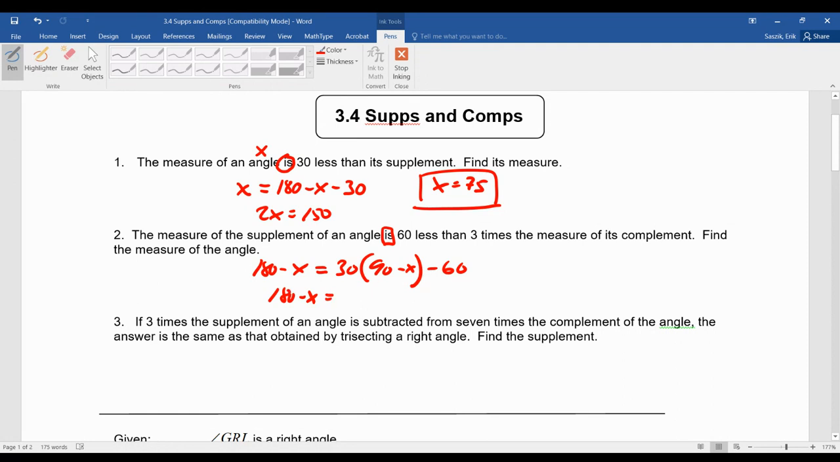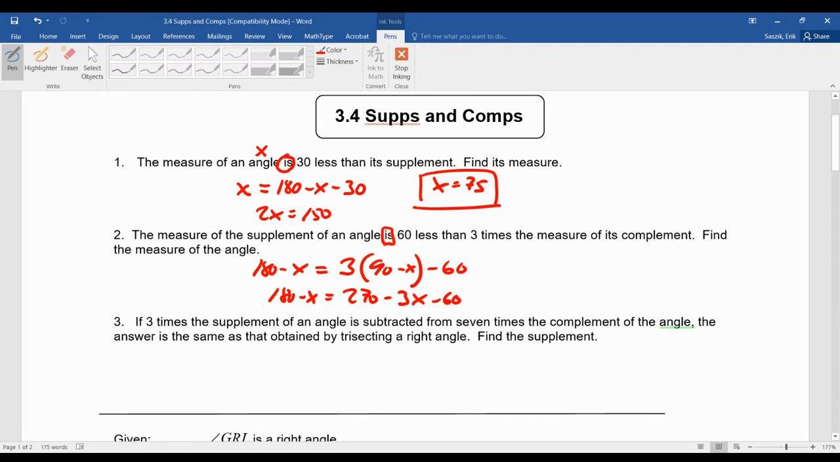So we do a little distribution. And folks, I'm sorry about this mistake. I don't know why I wrote this 30. That 30 was supposed to be just a 3.